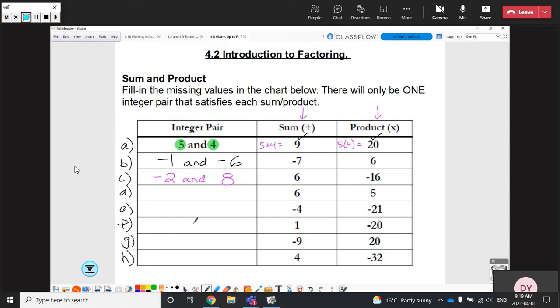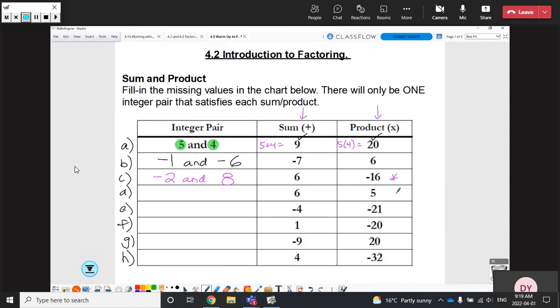And when you get to the bottom here, you got to think, and sometimes the trick is, I always start with what we're multiplying to, because if we're multiplying to a negative number, that means that our integer pair, one has to be positive and one has to be negative. That's the only way you can multiply to a negative number. But when you multiply to a positive number, they could either both be positive or both be negative. So you got to be careful with that.